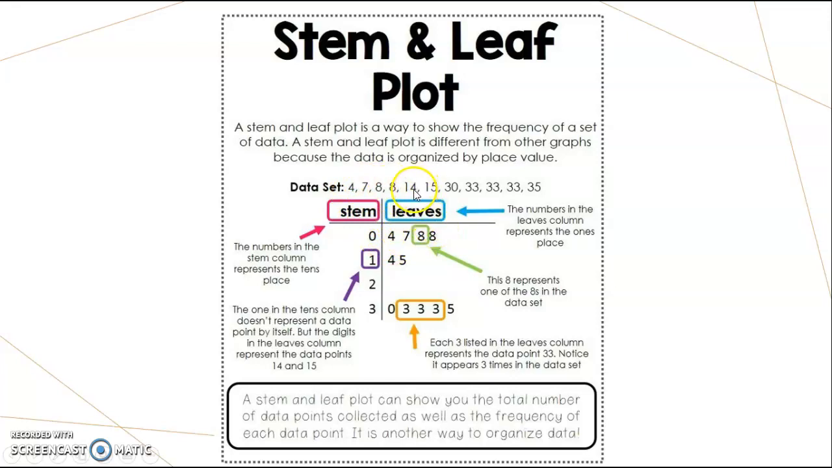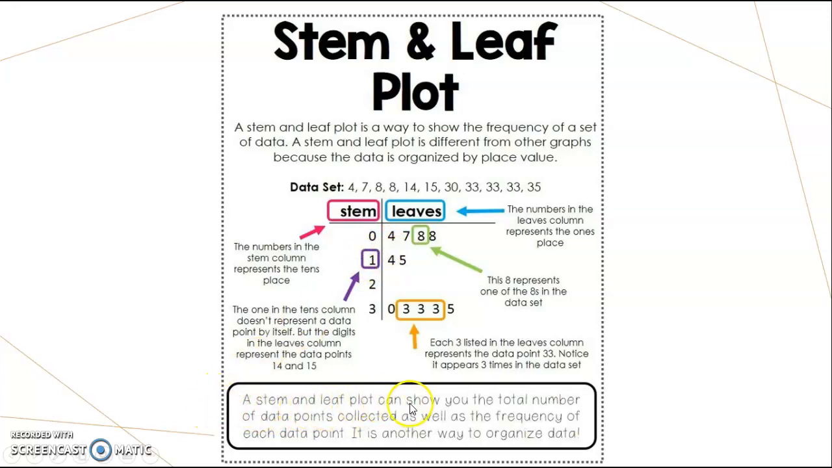For our 14 and our 15, they both start with 1, so our 1 would be our tens place, so it's right here. And then in our ones place, we have the 4 and the 5, but it's the same thing as saying 14, 15.